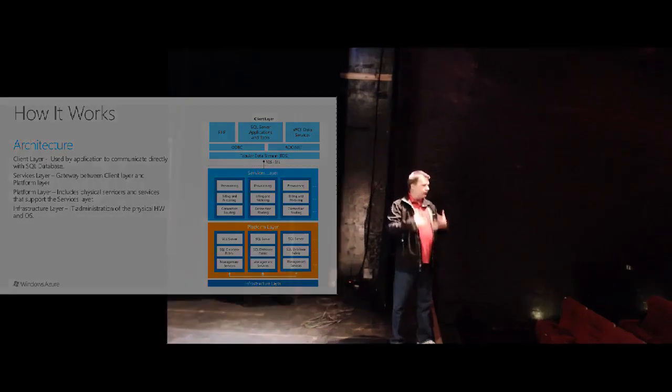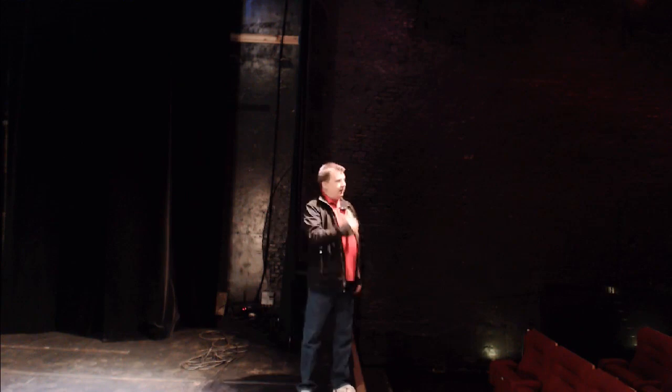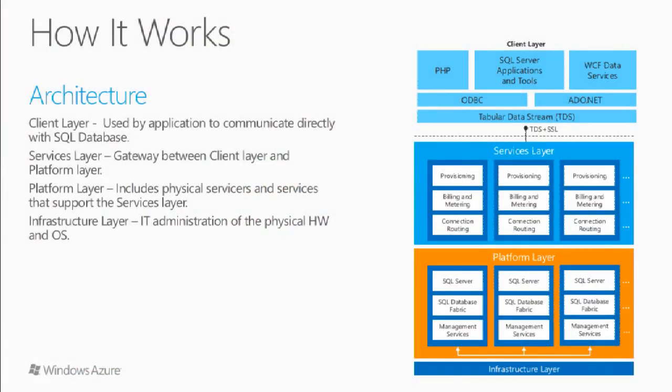So tables, views, stored procedures, triggers, all the great stuff about it. This is nothing new. It still talks TDS, and all the protocols, ADO.NET, ODBC, things like that, still work. The difference in this architecture is this middle services layer. This services layer is responsible for provisioning, connection, billing and metering, and connection routing. Billing and metering means this layer tracks how many databases you have, when they were created, how long they've been up, their size, all that great stuff.